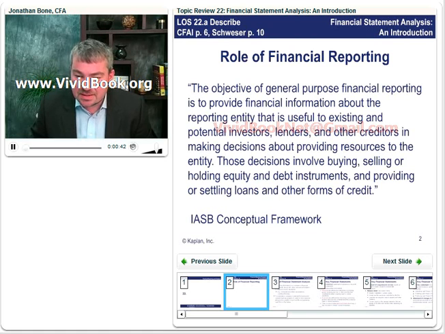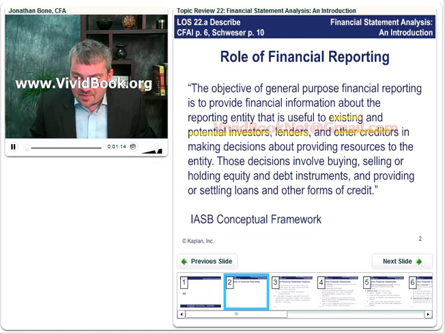Existing shareholders. So in other words, it's going to report the performance over the periods. Potential investors, so people that are thinking about becoming shareholders. Lenders, people that are thinking about providing the company with finance by way of loans or maybe buying bonds, and any other creditors in their decision-making role. Okay, so it also says, what's it going to tell us about?